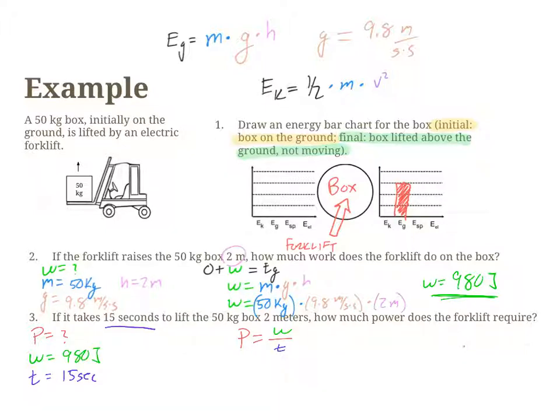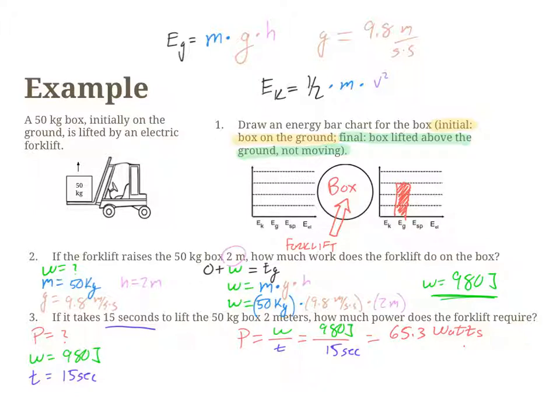So this is not too bad. I'm going to take the 980 joules and divide it by the 15 seconds. And when I plug that in, my calculator spits out an answer of 65.3 watts. So that's an example of a type of problem that you're going to see tonight, where it was a two-step problem. We brought some stuff back from the first semester.